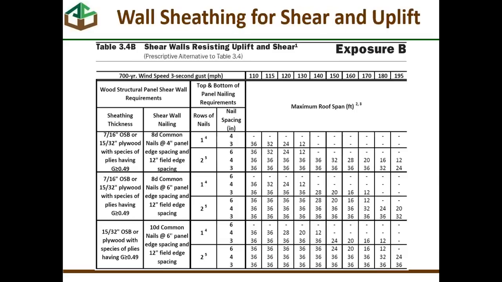This is a nailing schedule for panel sheathing for shear and uplift. It tells you how many nails you need and what the resistance is for various wind speeds. I'm not going to go into this in any detail, but know that there is this table in the Wood Frame Construction Manual if you want to use wall sheathing to resist both shear and uplift. I will tell you it takes a lot of nails to use it for both, but it is certainly possible in lower wind speed areas.